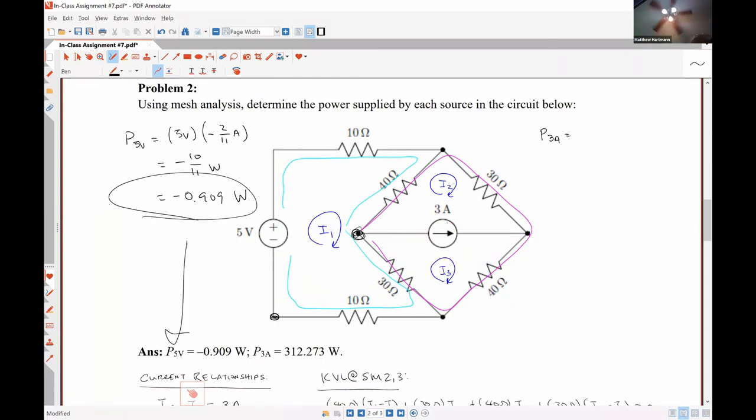Since we're looking for the power supplied, I would argue that we want the current flowing into the negative polarity terminal, so I'm going to put a minus sign here, and out the positive polarity terminal. This is the voltage we're trying to figure out, which I've labeled V3A. So my question to you is, how are we going to figure out that voltage?